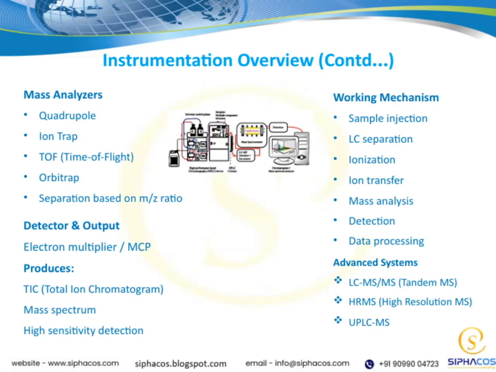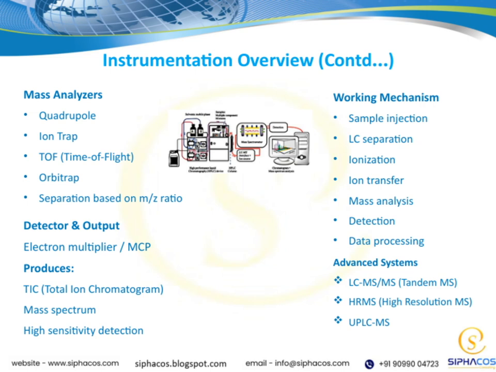Let's walk through the working mechanism of our mass spectrometry system. First, we start with sample injection, where the sample is introduced into the system. Next, the sample undergoes liquid chromatography separation, which helps us isolate compounds based on their interactions with the stationary phase. After separation, the compounds are ionized, turning them into charged particles suitable for mass analysis. Once ionized, these ions are transferred through the instrument to the mass analyzer. The mass analyzer then separates ions based on their mass-to-charge ratio, or m/z, which is crucial for identifying and quantifying compounds. Following separation, the ions are detected, and this results in signals that are processed into data.